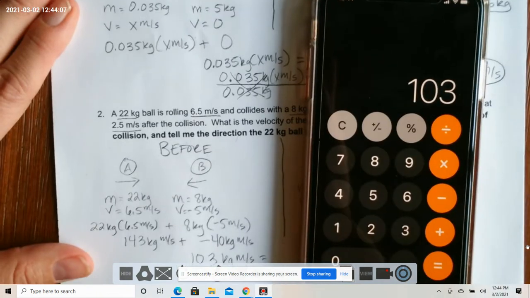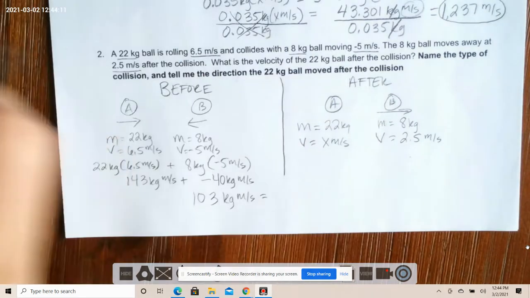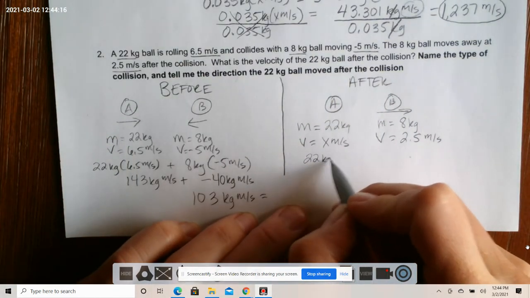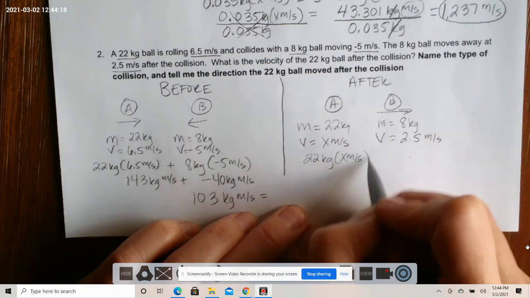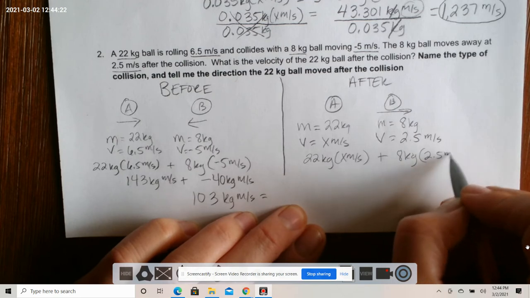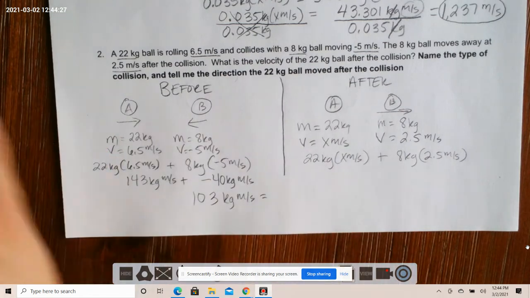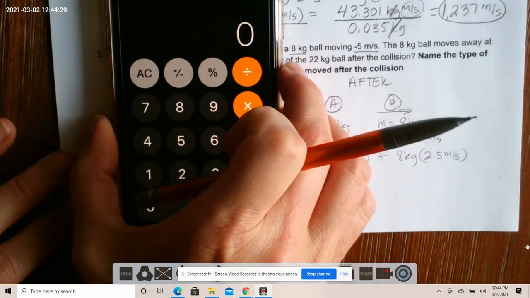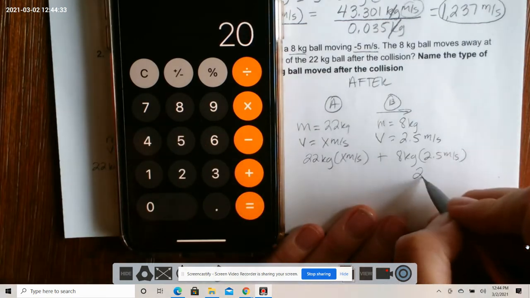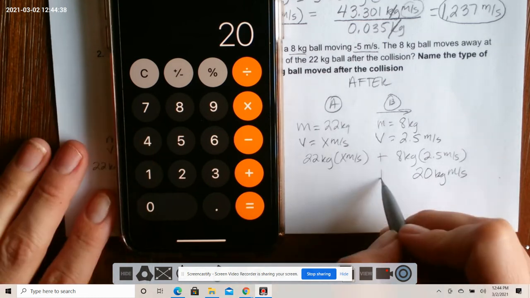Let me make sure y'all can see. There we go. Okay, let's get the after the collision. So 22 kilograms times x meters per second plus 8 kilograms times 2.5 meters per second. Right, so the only thing I can do on this side is 8 times 2.5. So I'm going to do 8 times 2.5, and I'm going to get 20 kilograms meters per second. And down here, I can't do anything.